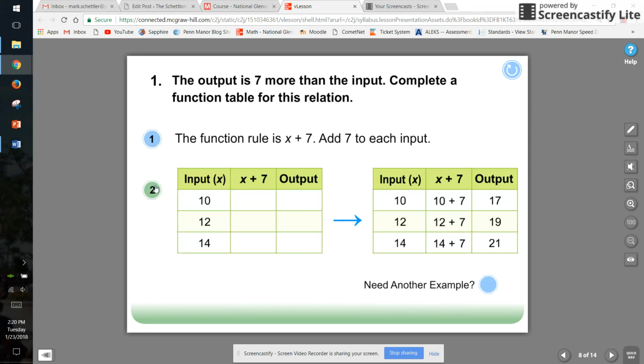It would say my input, or the x side, also known as the independent variable, we're going to put in 10, 12, and 14. And then for our output side, well, it's 7 added to each one. So 10 plus 7 is 17, 12 plus 7 is 19, and 14 plus 7 is 21. You got it.